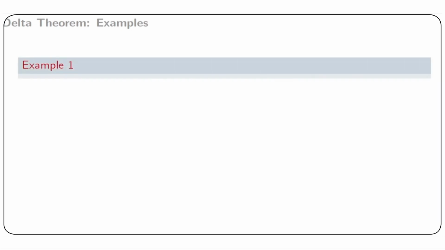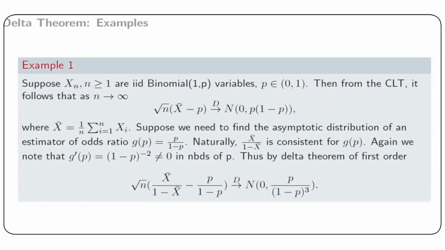Suppose Xn are Binomial(1, p) variables. Then from CLT it follows that square root of n times (X bar minus p) converges in distribution to Normal(0, p(1 minus p)), where as usual X bar is the sample mean. Suppose we need to find the asymptotic distribution of an estimator of the odds ratio g(p), which is defined as p divided by 1 minus p. Naturally, X bar divided by 1 minus X bar is consistent for g(p).